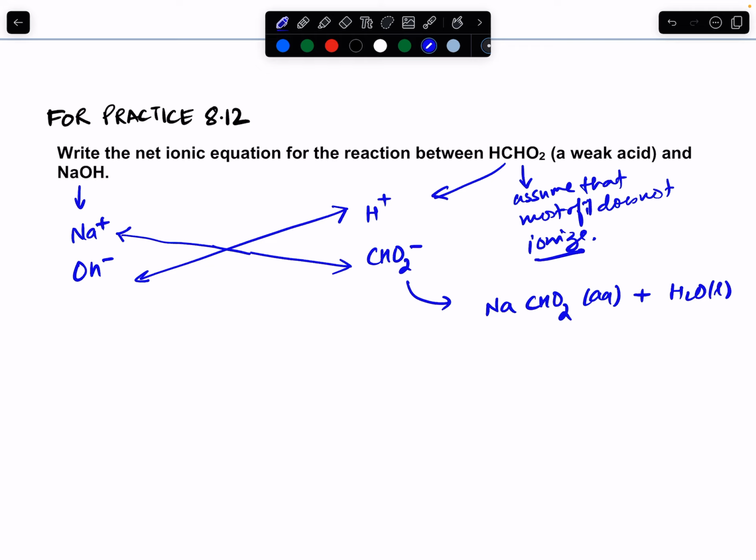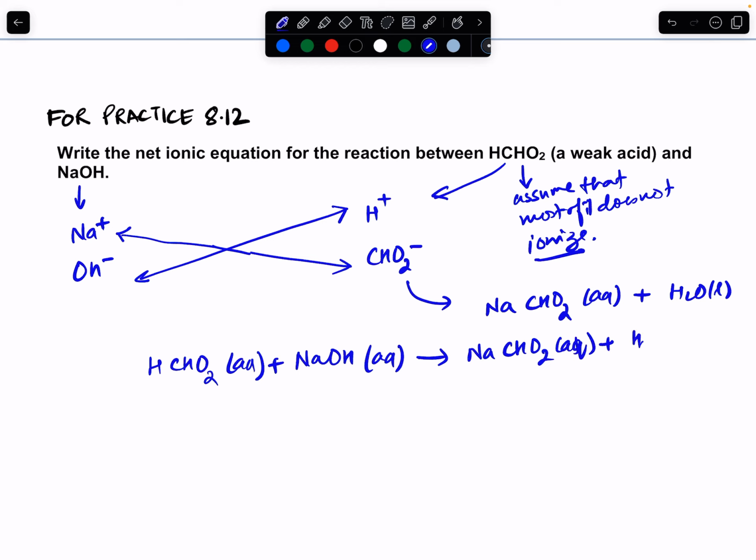All right, so let's go ahead and write out the molecular equation for this. So that's going to be HCHO2 aqueous plus NaOH aqueous gives us NaCHO2 aqueous plus H2O, liquid. All right, now that's my molecular equation.